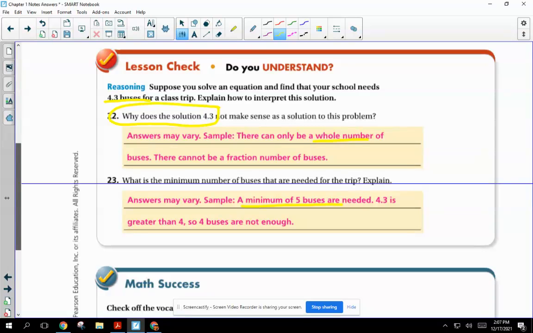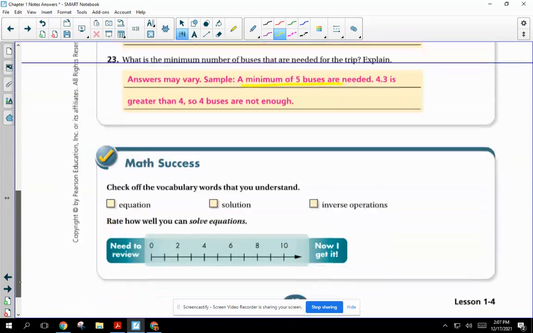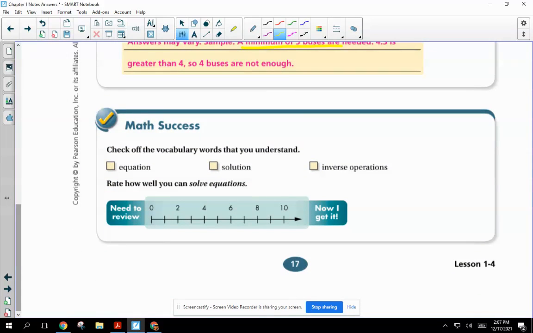That makes sense, hopefully. I know I went through this very quickly, this chapter, but this should be a huge review from Algebra 1. We talked about equations, we talked about solutions and inverse operations, right? Multiplication and division and square root. How do you rate? You can solve out equations. How do you rate that? Well, let me know, and we will go through that.